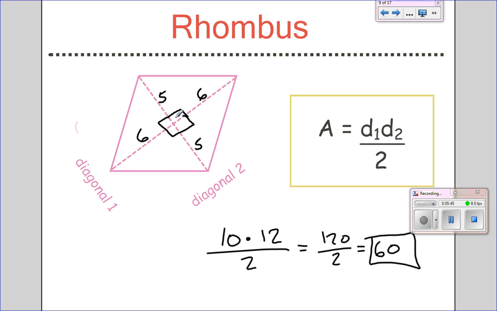You could also go and find the perimeter. You would use the Pythagorean theorem to find your missing side.